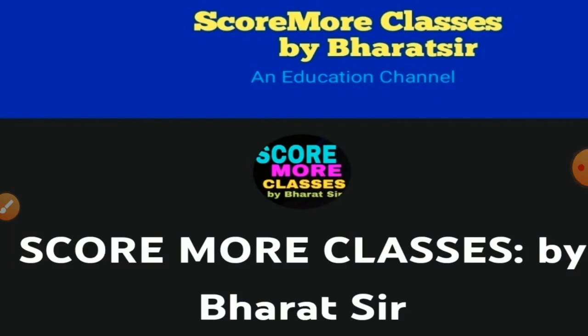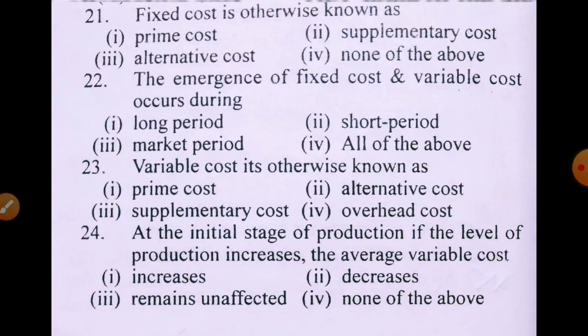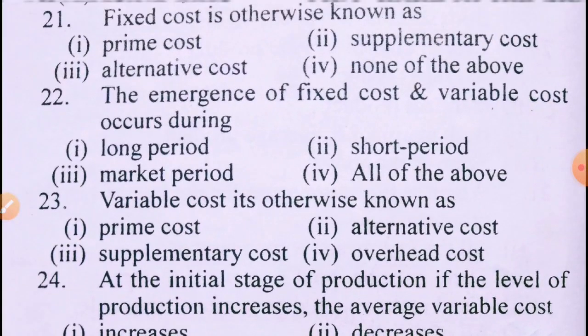Today we study some multiple choice questions of higher secondary economics from the chapter cost and revenue. In the last video we discussed questions 1 to 20. Today we will discuss from number 21 onwards. So our first question is number 21.